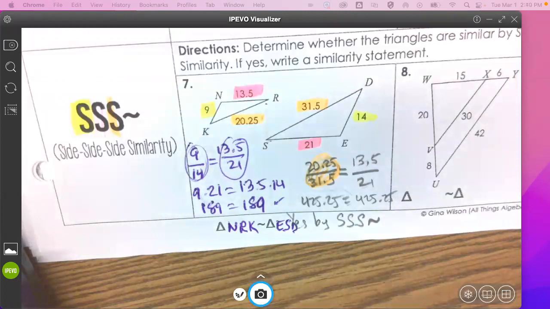Would you guys please try number 8 yourselves? Please demonstrate that those two triangles are similar by side, side, side similarity.